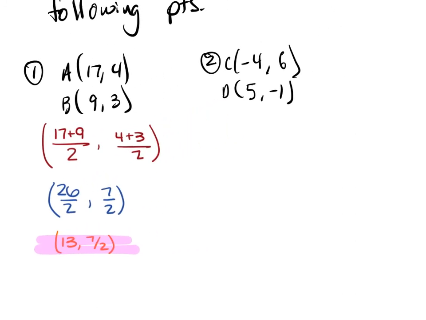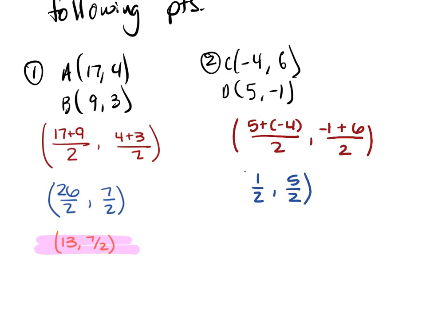For example 2, we have c, which is -4, 6, and d, which is 5, -1. So again, find the sum of your x values, so 5 plus -4, divide those by 2, then find the sum of your y values, so -1 plus 6 divided by 2. So the 5 plus -4 is 1 over 2, and then -1 plus 6 is 5 over 2. So that's just 1/2, comma, 5/2.